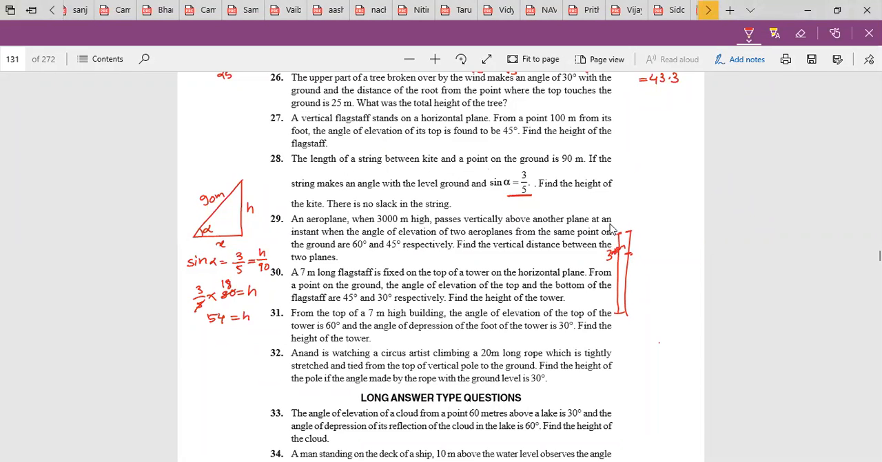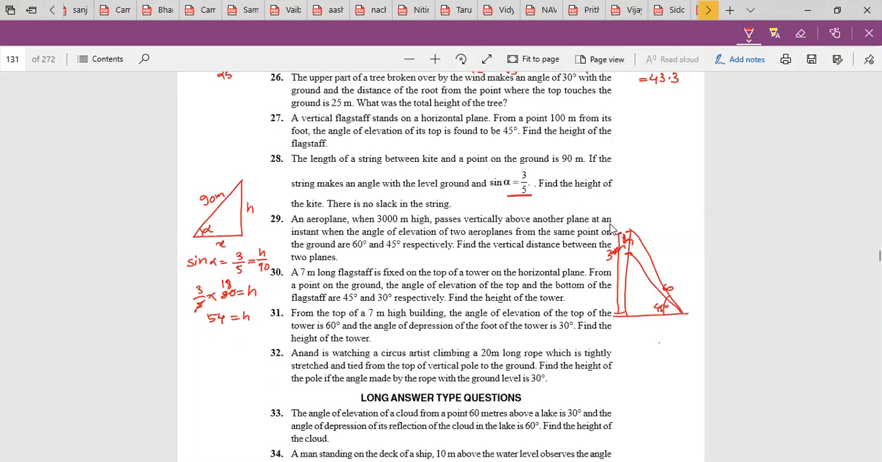At an instant when the angles of elevation of the two aeroplanes from the same point on the ground are 60 and 45 degrees. So this angle and this angle are the angles of elevation. This is 60, this is 45. Find the vertical distance between them. So the vertical distance, that is h between them, you have to calculate. Full height is 3000.